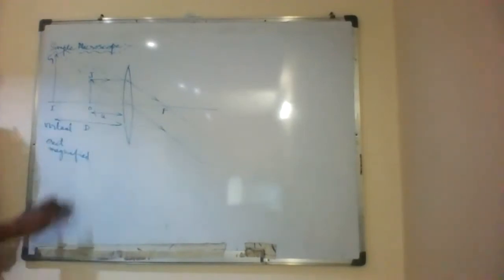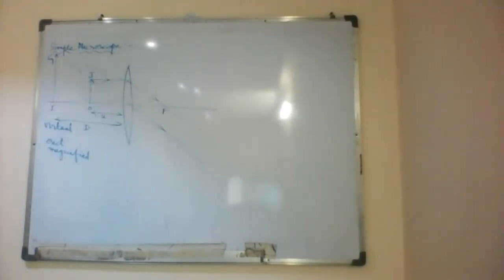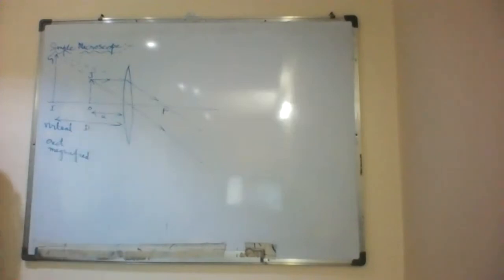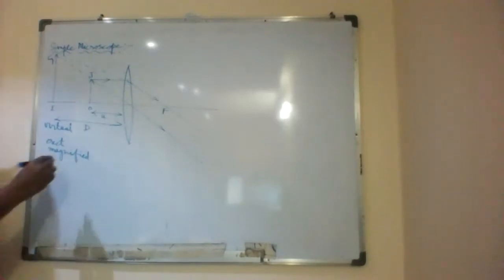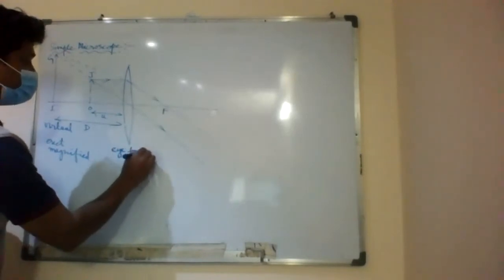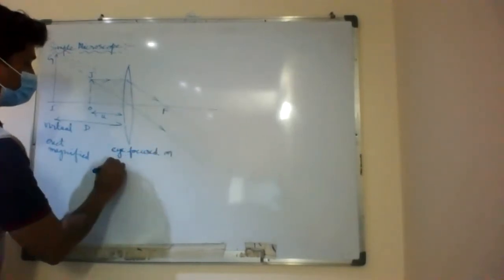Here v equals D. Will the distances be positive or negative? Both will be negative, right? The object distance and image distance both will be negative. I focused on the near point. So here this is what I focused on, the near point.